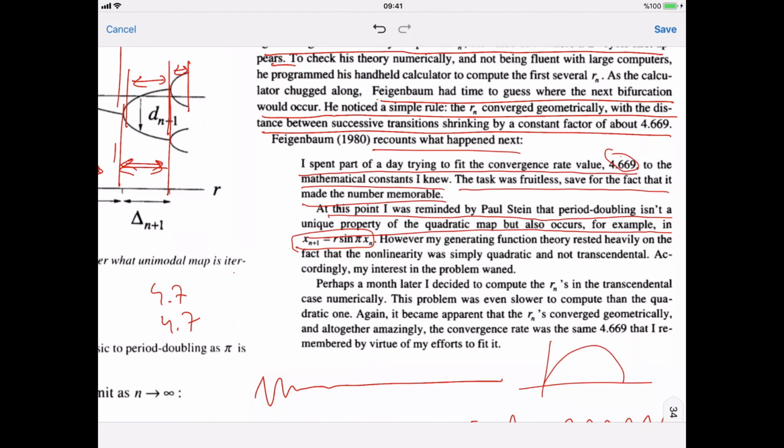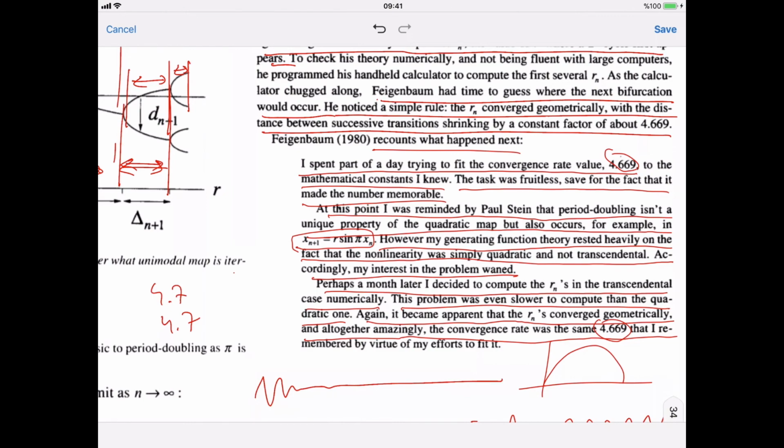So we are approaching that universality. However, my generating function theory rested heavily on the fact that the nonlinearity was simply quadratic and not transcendental. Accordingly, my interest in the problem waned. Perhaps a month later, I decided to compute Rn's in the transcendental case numerically. This problem was even slower to compute than the quadratic one. Again, it became apparent that the Rn's converged geometrically, and altogether amazingly, the convergence rate was the same number that I remembered by virtue of my efforts to fit it.